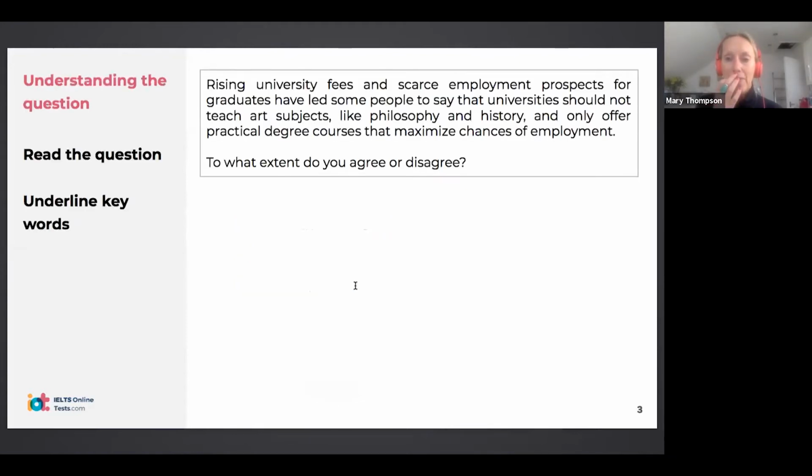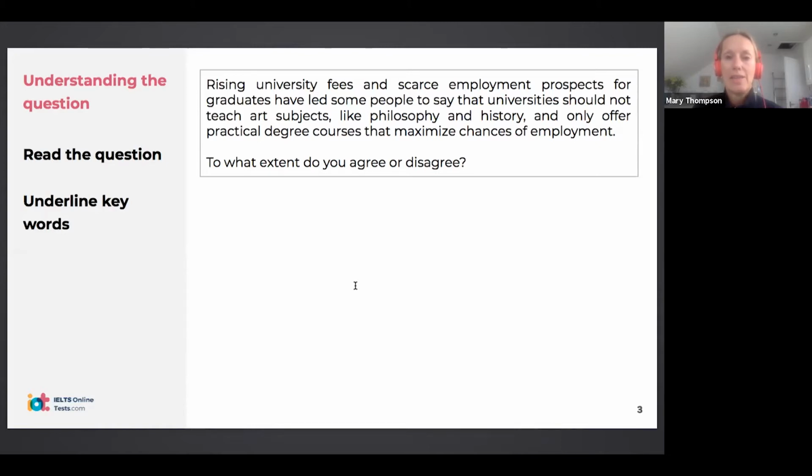Okay, so we have quite a long question for you here, which I'll read through. So of course, once you get the question, you need to make sure you read through it very carefully and underline keywords, or in this case, actually, we're going to be underlining key ideas. Okay, so I'll just read through it for you.